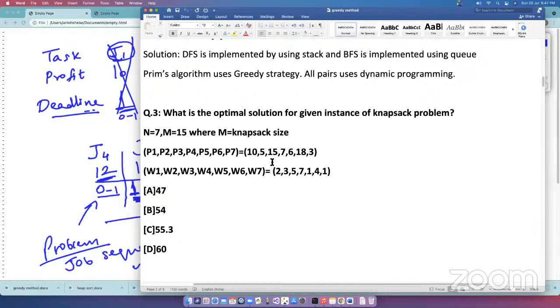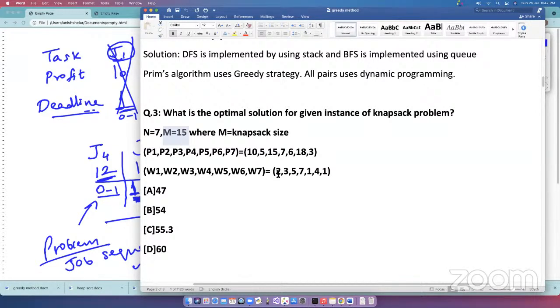Now the question is which objects will you select? Listen to the question very well. Which objects will you select out of these 7 objects so that you get maximum profit? But knapsack should not break. That means the total weight that you fill in the knapsack should not cross 15 kg. 15 kg is the limit.